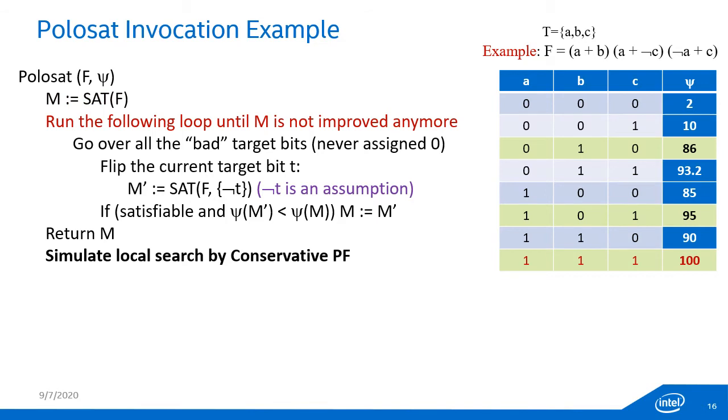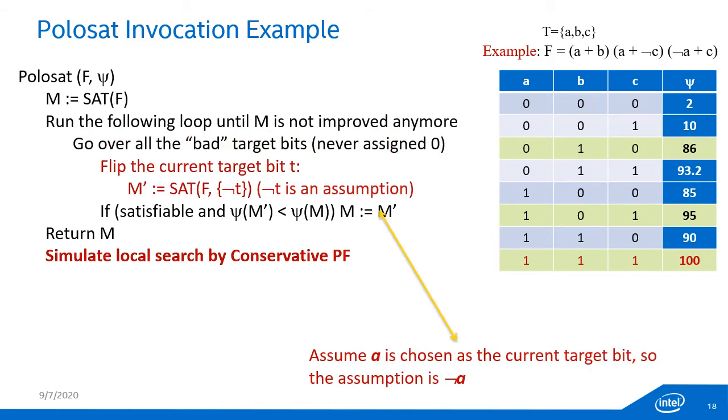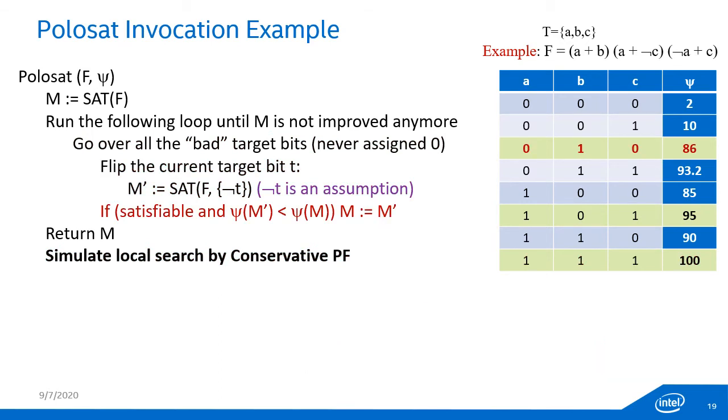Then it enters the loop. All the bits are bad because all of them have been assigned one. So the algorithm has to choose which target bit to flip. Let's assume it's A. It flips A, and the only model in which A is assigned 0 is essentially the best model, 0, 1, 0. So the best model so far is updated now.